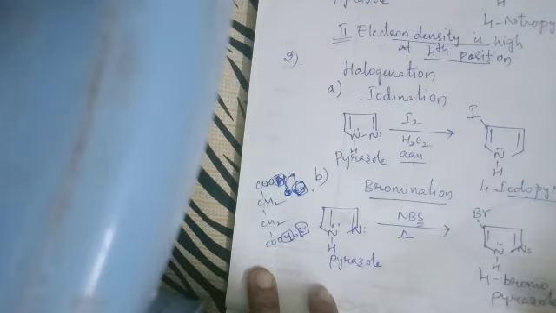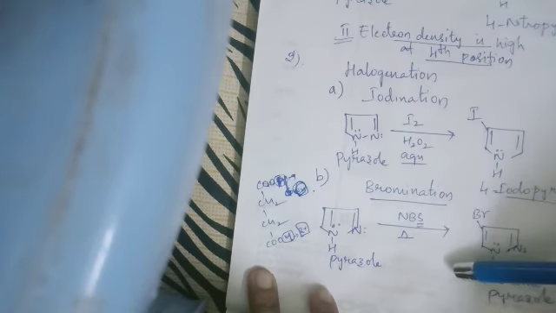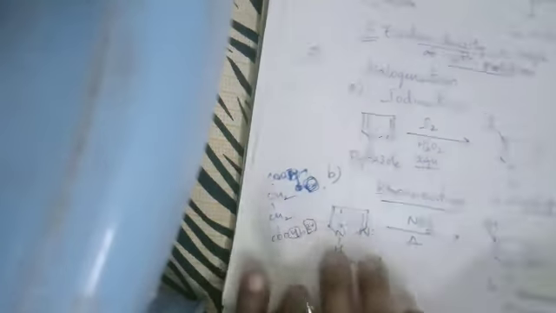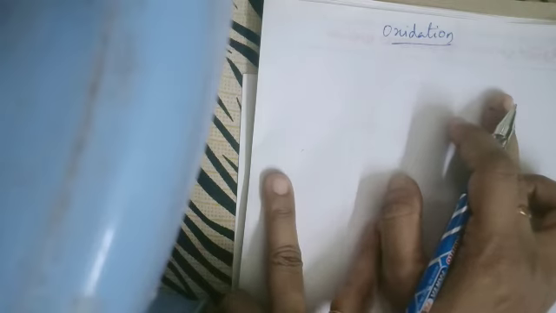We have discussed 2 reactions. One is iodination and the other is the bromination. And next comes the other reactions, oxidation and the reduction. So oxidation, you know, oxidation is always addition of the oxygen and the elimination of the hydrogens is always called as the oxidation.